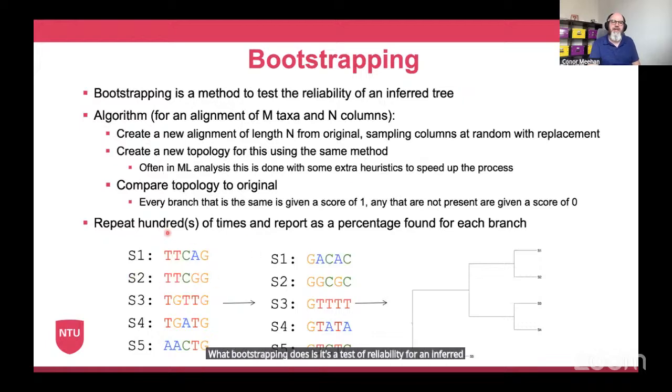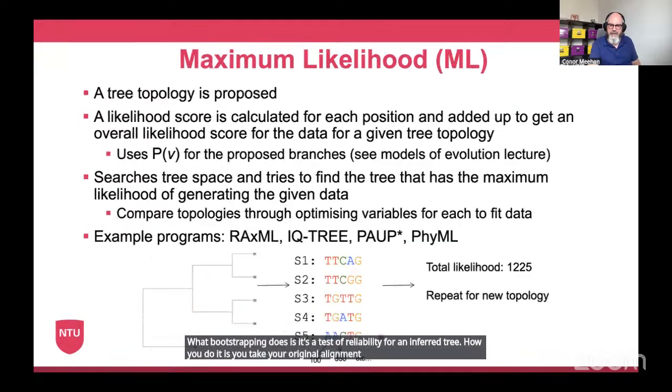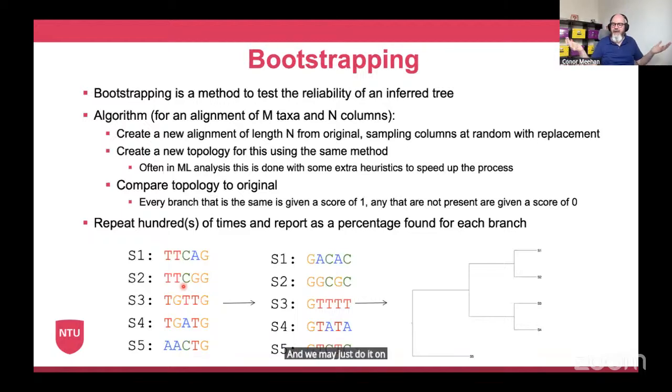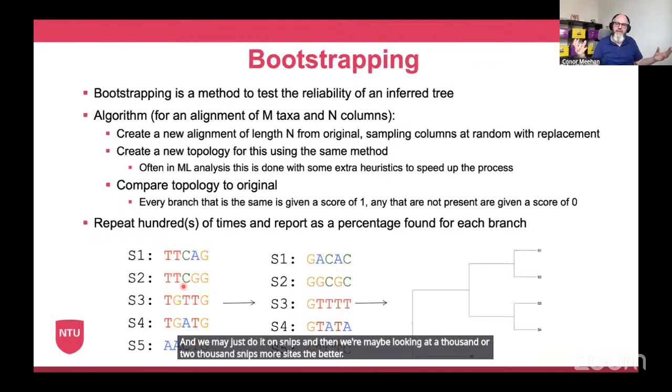How you do it is you take your original alignment. You can see this alignment here and this alignment here, but we would normally be looking at alignments, let's say for MTB, of 4.4 million bases, right? Because we're going to do the whole genome. And we may just do it on SNPs, and then we're maybe looking at 1,000 or 2,000 SNPs. The more sites, the better. We want to have as much information to support the tree as possible, and as much variation between our isolates as possible, so that we can try to figure out which ones are more related to each other.